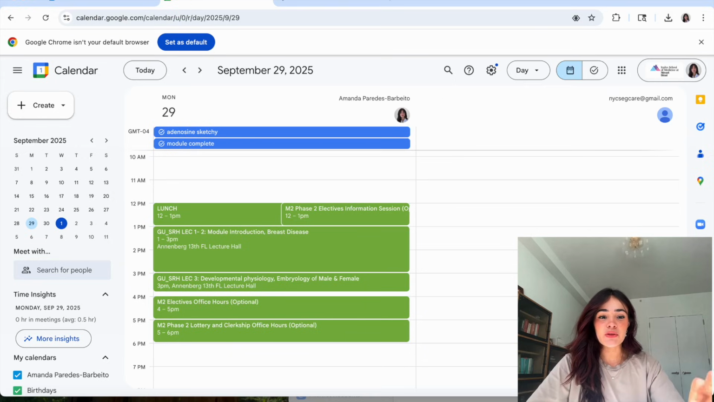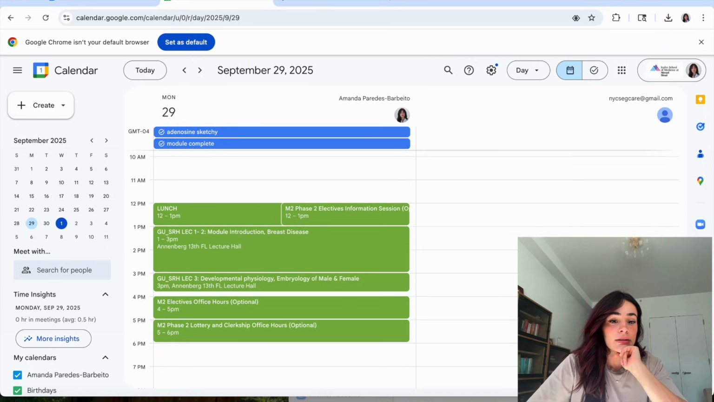Okay, hello. So this is how I would normally approach starting a new block. We just started GU, and this right here is my very first day of GU. Right now it's Wednesday, but let's just pretend it's Monday. I look at the calendar and I see that our first lecture is module introduction and breast disease. Then I have developmental physiology, embryology of male and female, and then some other stuff.